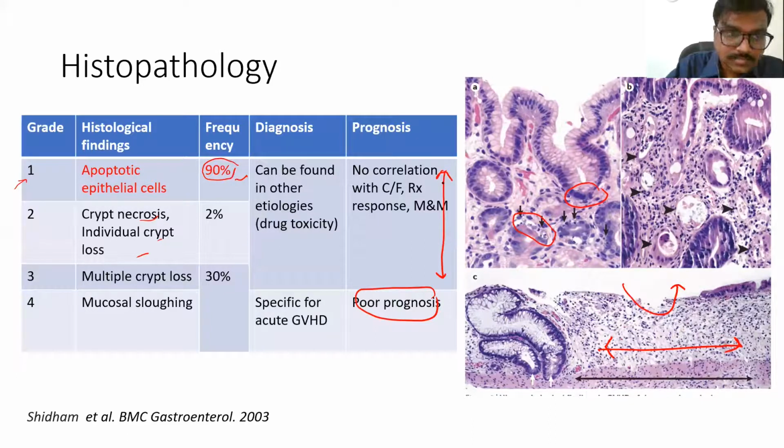For stages 1 to 3, the problem with histopathology is that the apoptotic epithelial cell can also be found in chemotherapy-induced damage to the gut. So it is difficult to differentiate. And stage 4, of course, is diagnostic and specific.